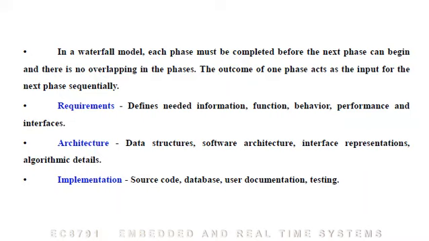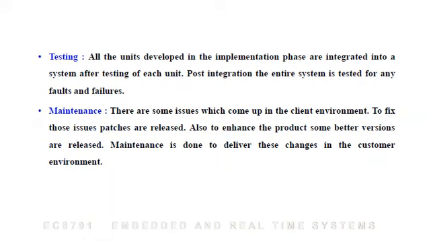Requirements define needed information, functions, behavior, performance and interfaces. Architecture: data structure, software architecture, interface representation, algorithmic details. Implementation: source code, database, user documentation, testing. Testing: all the units developed in the implementation phase are integrated into a system after testing of each unit. Post integration, the entire system is tested for any faults and failures.